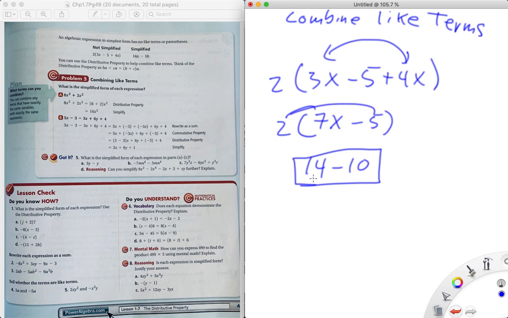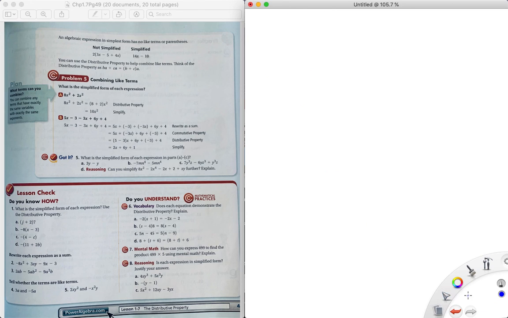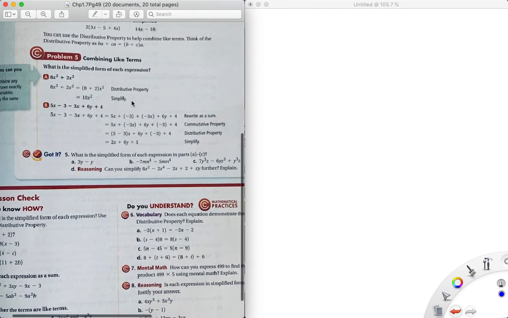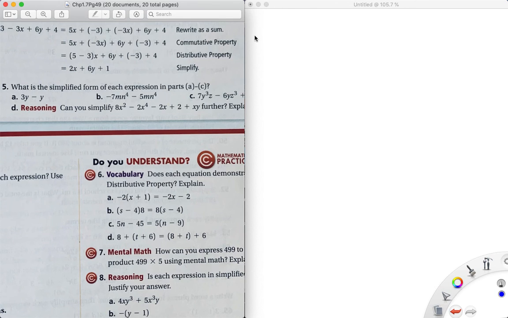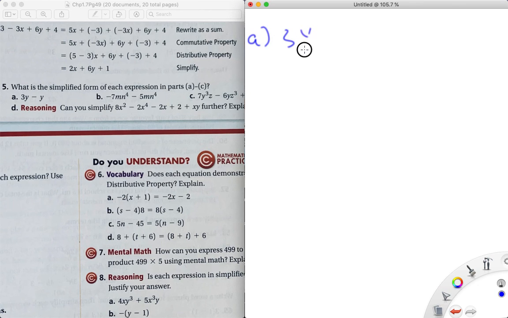So they give us a couple of examples. Let's go through them. 3y minus y. If there is no number in front of the y, we can put a 1 there if you want. So 3 minus 1 is 2. So 3y minus 1y is 2y. Again, I'm combining like terms. If they're like terms, I can subtract them.